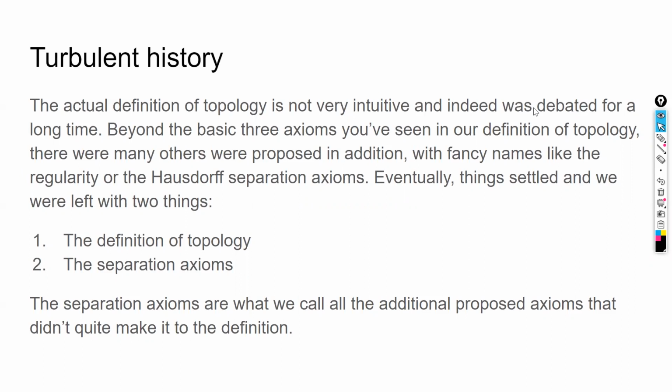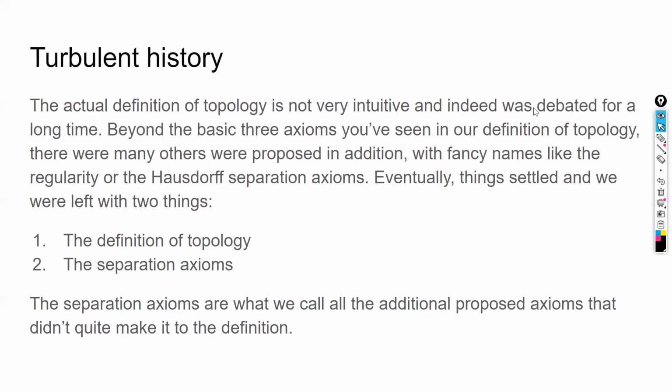It turns out that the actual definition of topology is not that intuitive, and indeed it was debated for a long time. So people had ideas about what they wanted a topology to do, but they hadn't quite figured out what the precise definition was yet. So beyond the basic 3 axioms that you've seen in our definition of topology, there were many others that were proposed in addition, with fancy names like the regularity or the Hausdorff separation axioms.